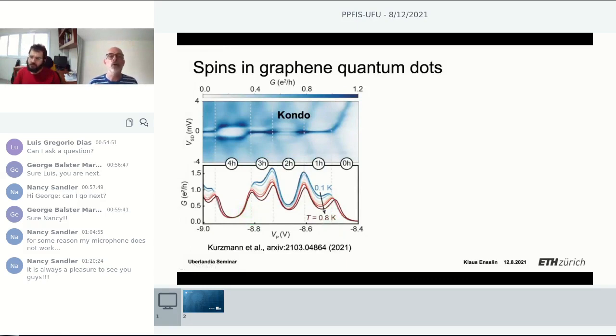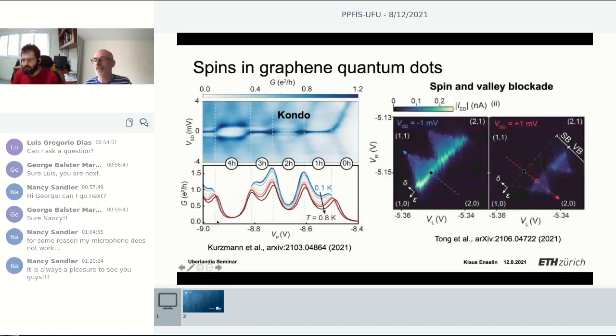If you fill in one electron, remember, it has one spin direction, or one hole. The second hole comes in with the same spin direction and the opposite valley. So now you have, if you want, a paired spin pair. Then the third electron compensates for the first spin, and the fourth one leads to net zero spin and therefore no Kondo effect anymore. So you can also do spin and valley blockade.